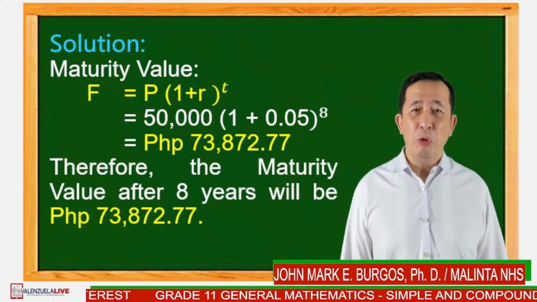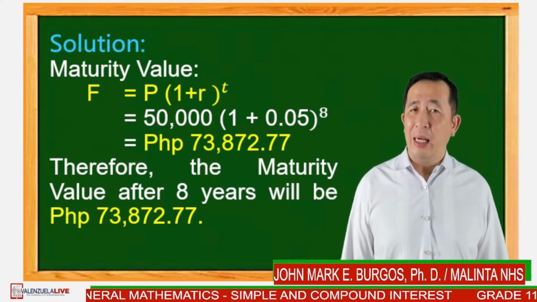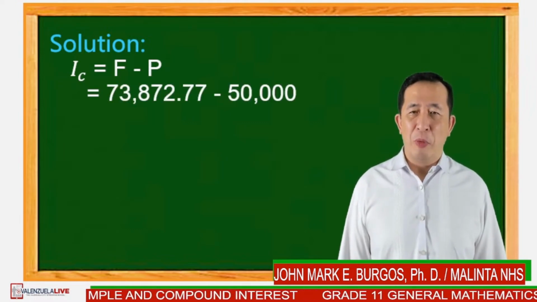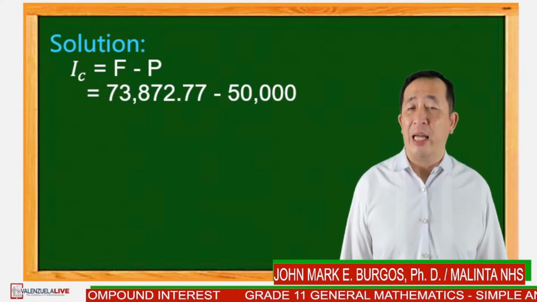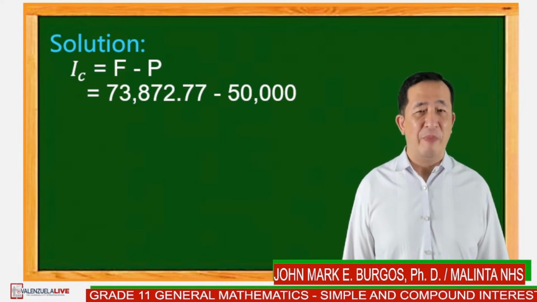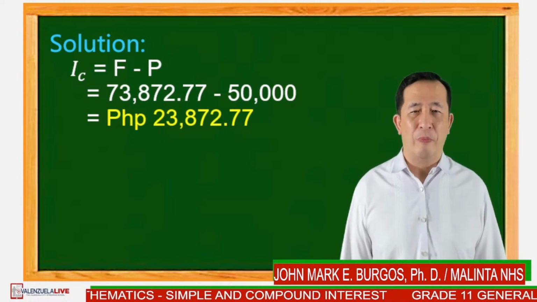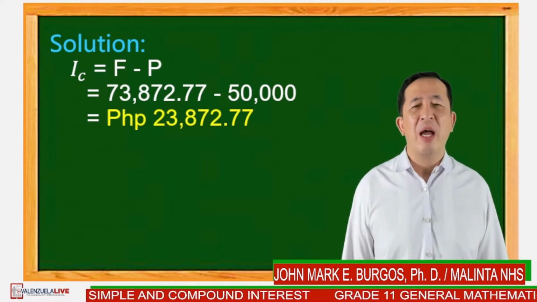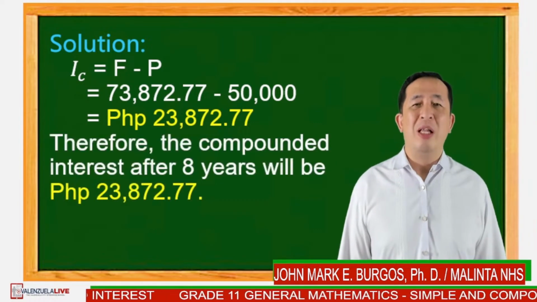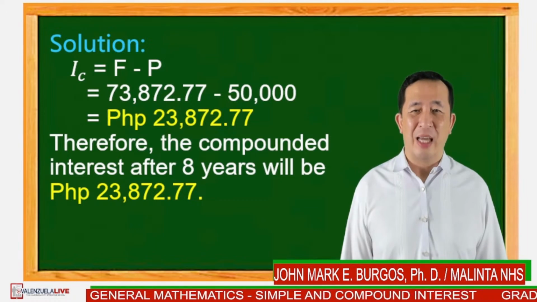Now, to compute for the compounded interest, we have I is equal to F minus P. To substitute the value, we have the computed maturity value of 73,872 pesos and 77 centavos minus the principal, which is 50,000. Therefore, the interest is 23,872 pesos and 77 centavos. Therefore, the compounded interest after 8 years will be 23,872 pesos and 77 centavos.